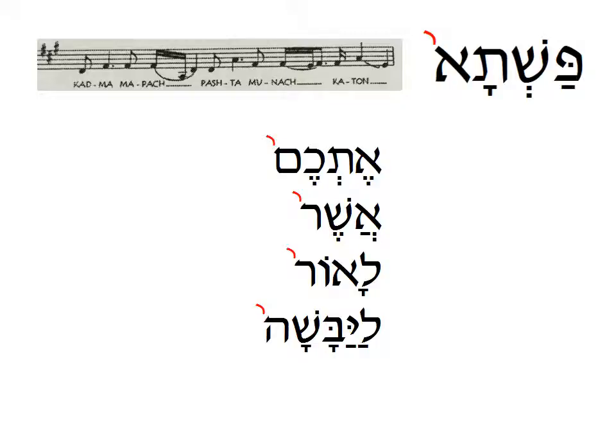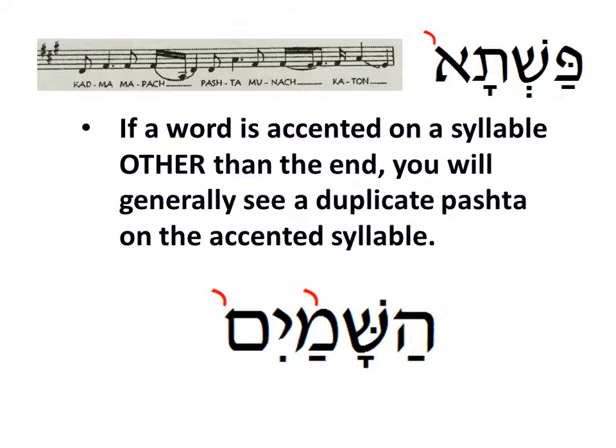So the Pashta is chanted like this. Pashta. If we're chanting the word etchem, it would be etchem, asher, laor, layabasha. In all of these cases, the accent is at the end of the word anyway. All of these four words are accented at the end. So it's no big deal that the trope mark falls on the end of the word, because that's also the accent. But what happens when you have a word that's accented in the middle or at the beginning or in another syllable other than the end?